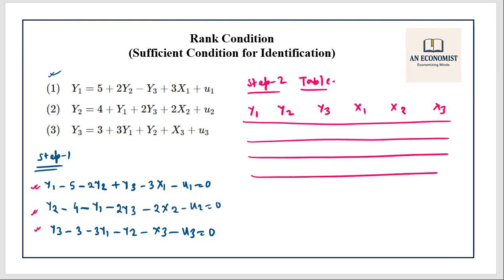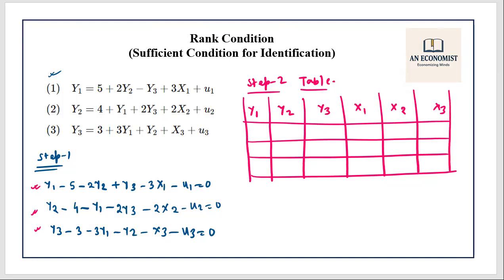So let me show you what the table will be. Make a table like this. I'm drawing it freehand, so pardon me for that. This is a table. Now you have to put the coefficients here. From the first equation, what is the coefficient of y1? It is simply 1, 1 times y1. So put 1 here.